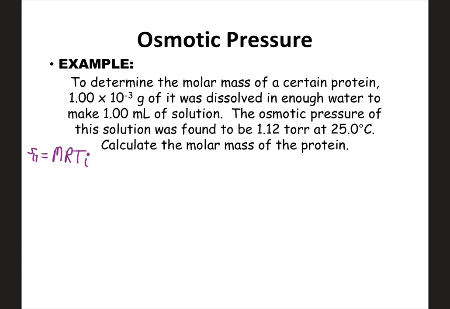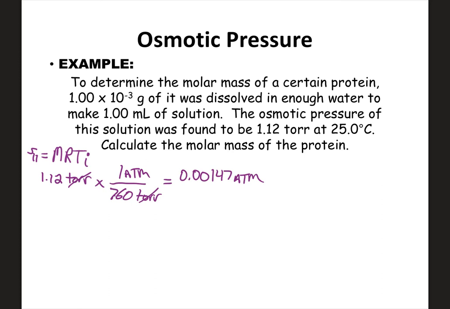So the first thing I notice is that the osmotic pressure is in torr. That doesn't work here. We need to get that to ATMs. So I have 1.12 torr, multiplication symbol, conversion line. We know that there's 760 torr for every 1 ATM. Torrs cancel. Now you're in ATMs, which is what we want. We plug and chug, sig figs, 0.00147 ATMs. All right, so that's going to be the osmotic pressure in ATMs, which is what we need.